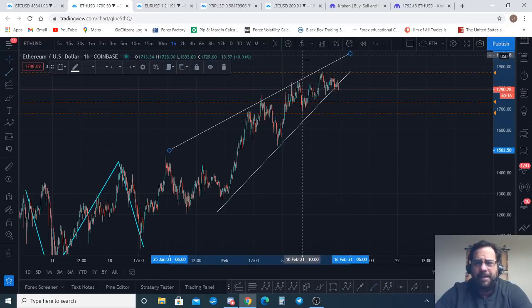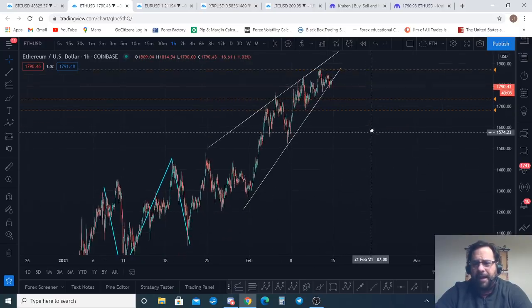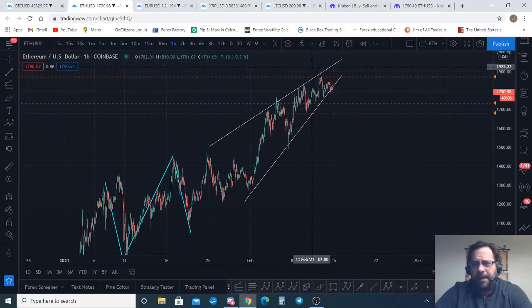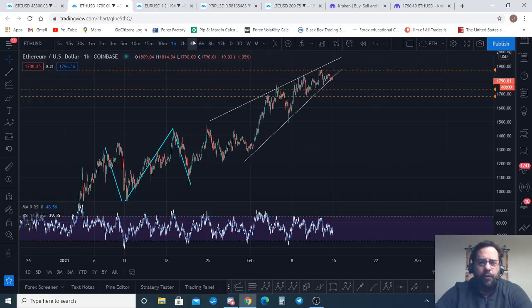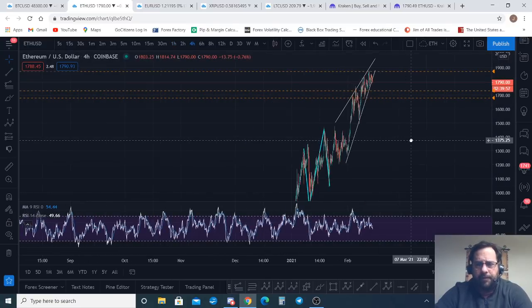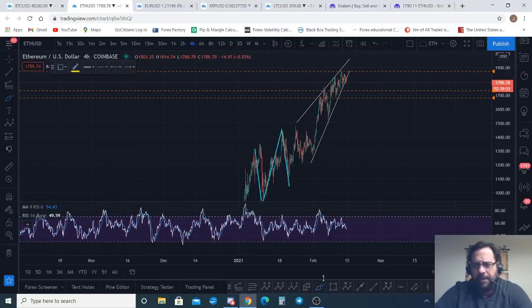That might be an ending diagonal. There's a lot of problems with that being an ending diagonal, but there's a chance that this was a 4th wave here, and this is a 5th wave ending diagonal, and now what we're starting to get is an impulse down to the downside. That is a possibility. If you look on the 4-hour chart, you'll see the bearish divergence that we have on the chart right here. So that's something to take note of. Always something to take note of when you see bearish divergence.